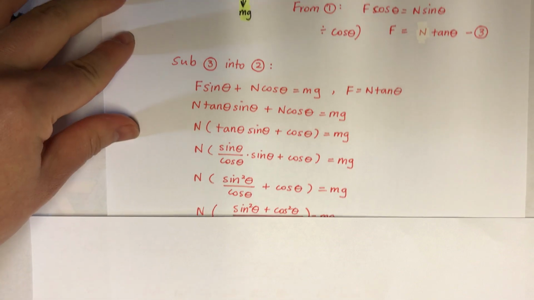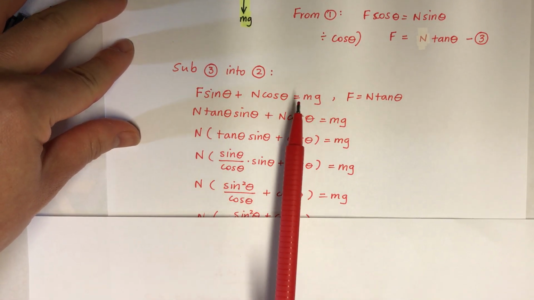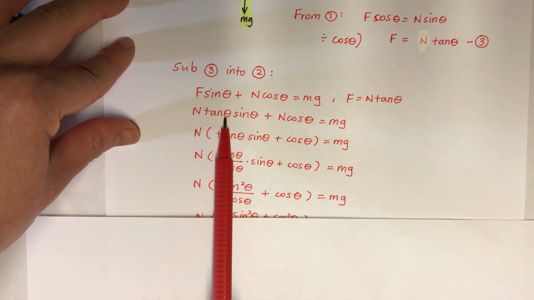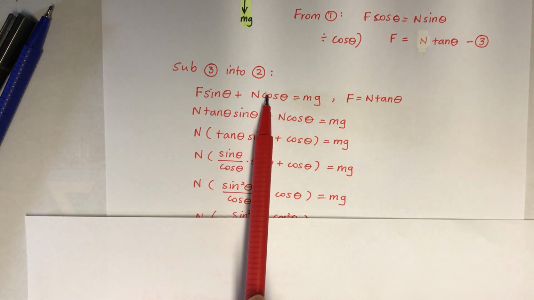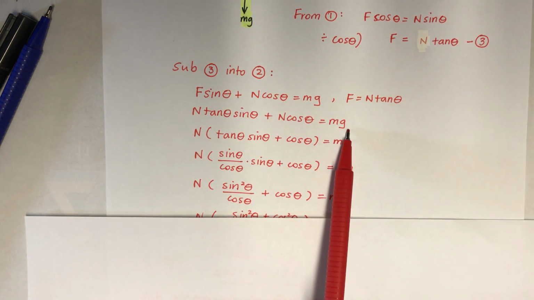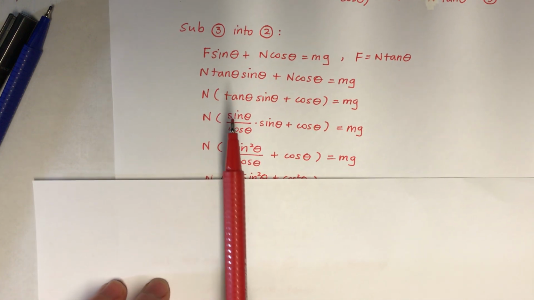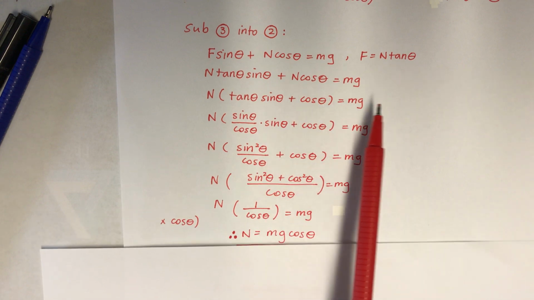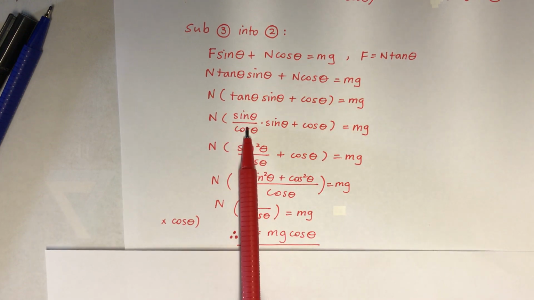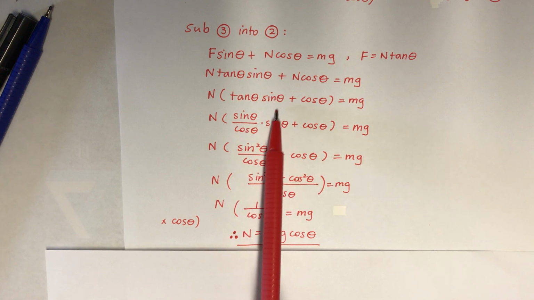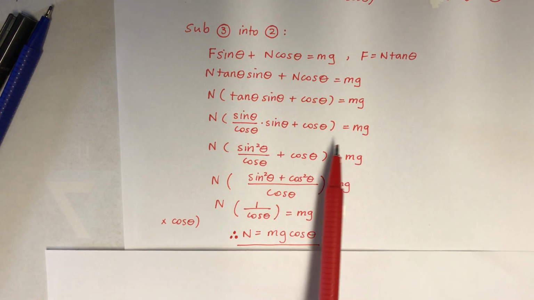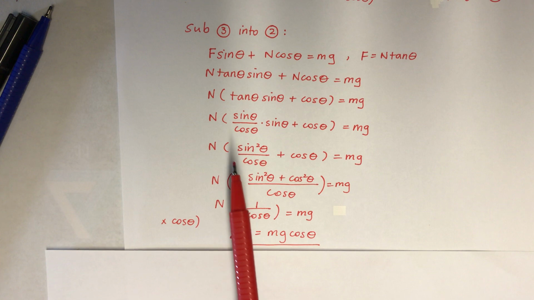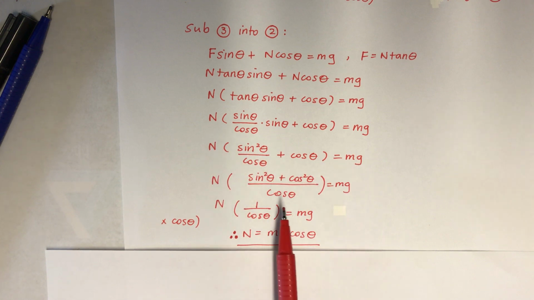And then I substitute into the second equation, which was this. Instead of f, I'm going to put n tan theta, and then sine theta here, and n cos theta equals mg. I'll take an n out as a common factor, and then I'll have tan theta sine theta plus cos theta equals mg. I'm changing the tan theta into sine theta over cos theta so I could simplify. I want to make this sine and cos into one trig ratio. When I do that, I will get this.